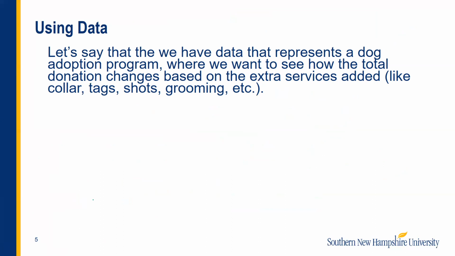So let's say that we have collected data about an adoption program for dogs, where we want to see the total donations and how they change based on the extra services provided. So the initial adoption happens, and then they can add stuff like a collar, tags, shots, and grooming. And as those things are included in the adoption, how much does the donation change? Do they donate more? Do they donate less? Well, let's see what happens.